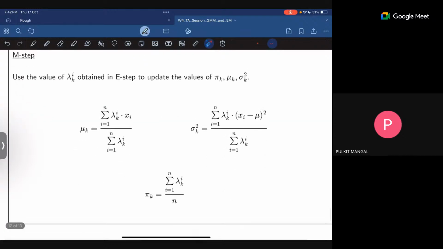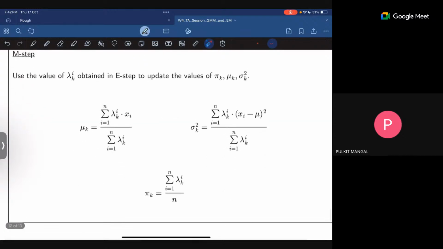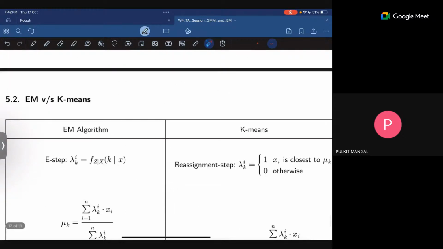So till the EM step, anybody has any problem in the M step? No. Okay.